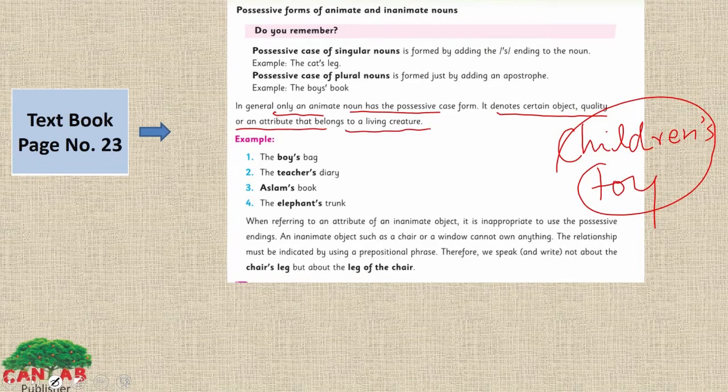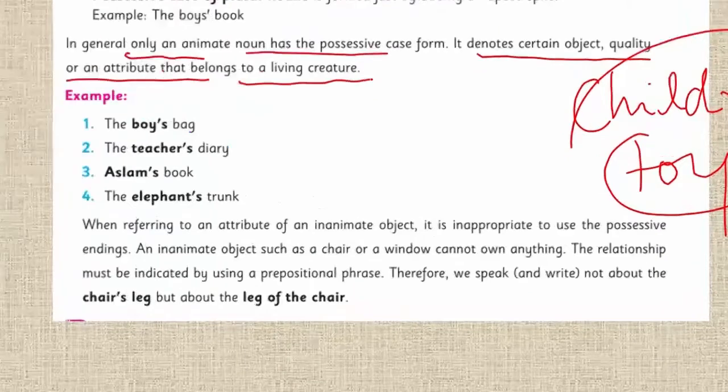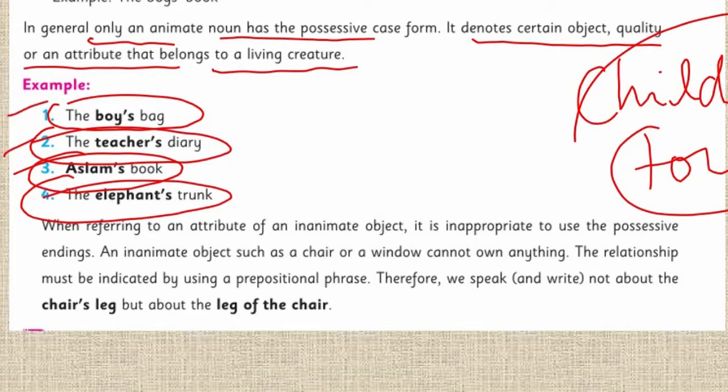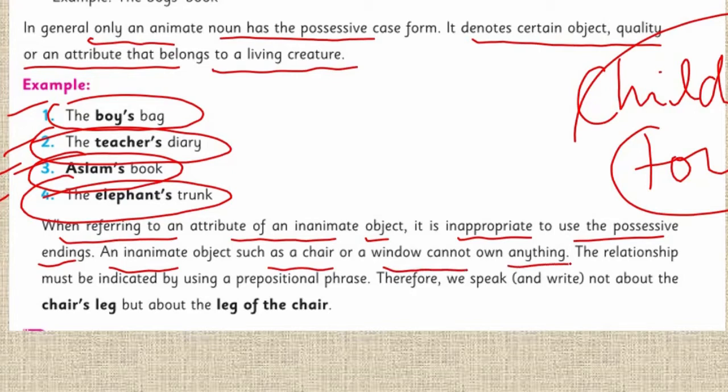Here the apostrophe concept is only for animate nouns, for living beings, for humans and animals, like the boy's bag, the teacher's diary, Aslam's book, the elephant's trunk. All these nouns, the bold letters here, are animate nouns, living beings. When referring to an attribute of an inanimate object, it is not appropriate to use the possessive endings. An inanimate object such as a chair or a window cannot own anything. The relation must be indicated by using a prepositional phrase.